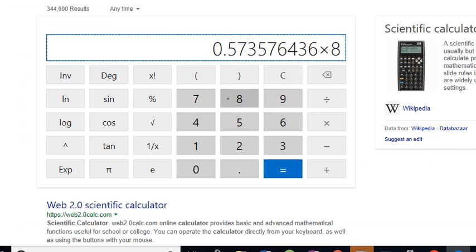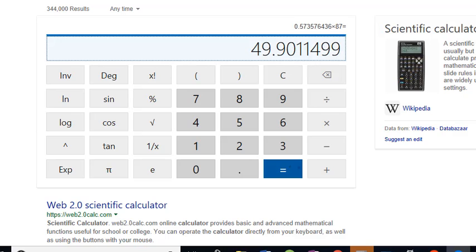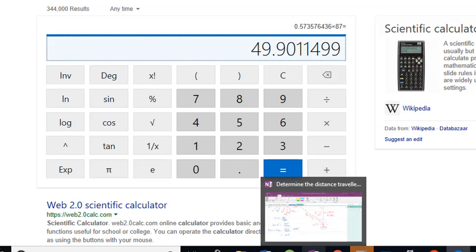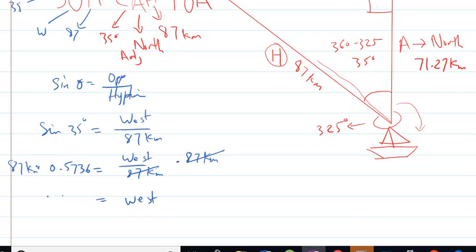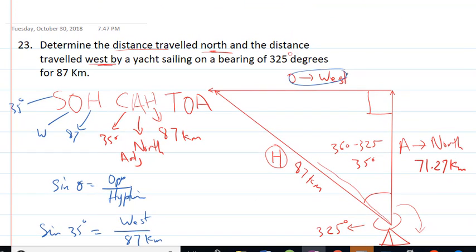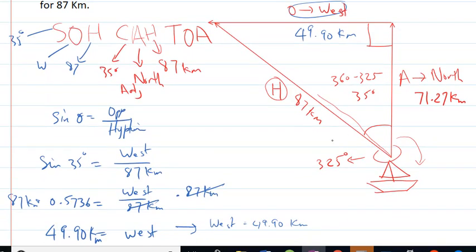Multiply this by 87. It would give us 49.90 kilometers. This is also the same as west is equal to 49.90 kilometers, and so we have 49.90 kilometers right here. Yeah, so that's the answer, and it makes sense.